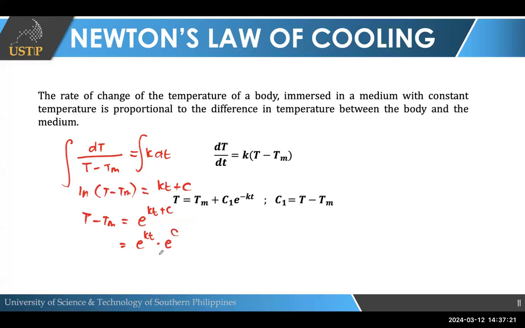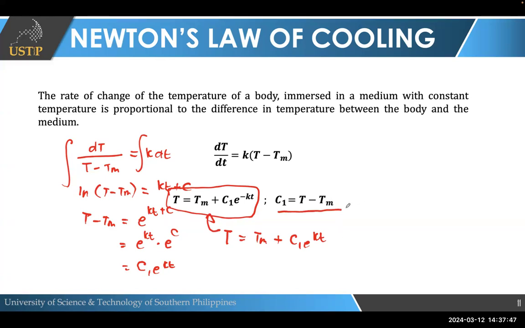Okay? And then we call this c1, so that is c1 e to the kt. Okay? So that only T remains, it can also become T is equal to T_M plus c1 e to the kt. So, that is the general solution. Okay? But note here, c1 is equal to T minus T sub M. Once we have the c1, class, we can get the value.